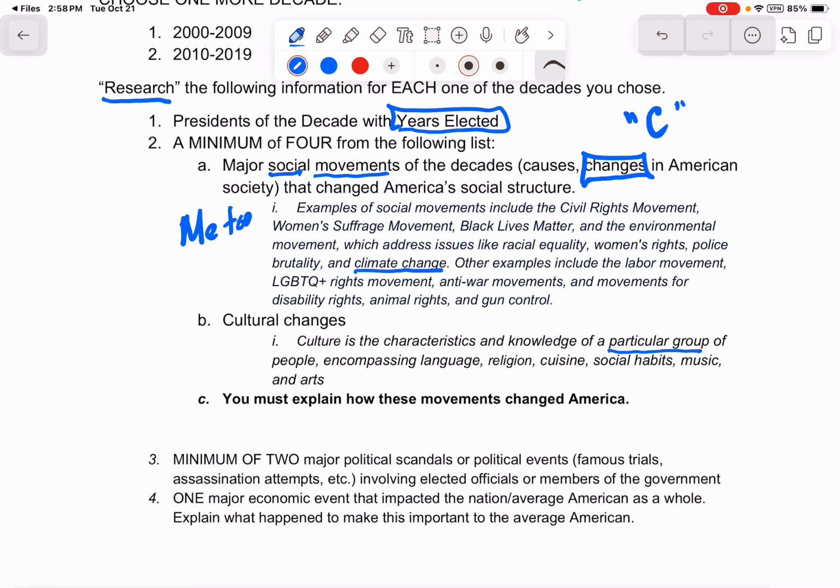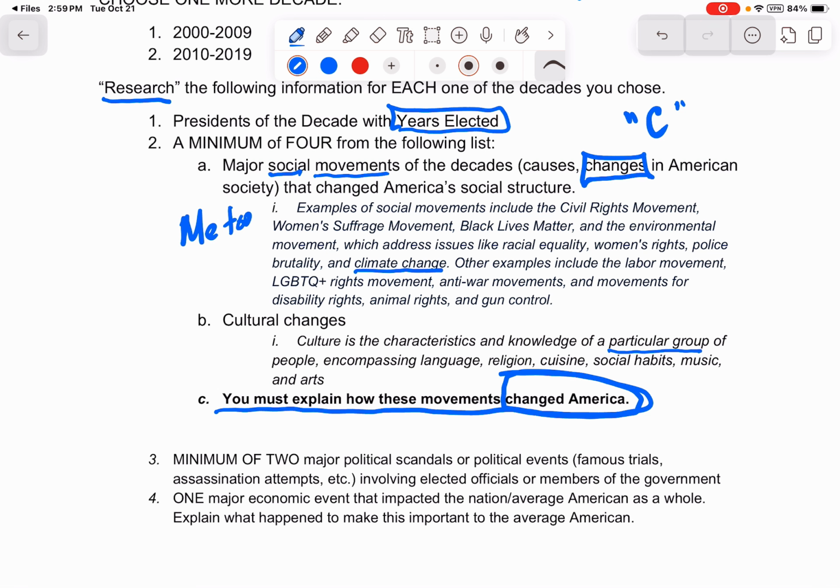And so, once again, go into Google and ask the question, what were the major religious changes from 1980 to 1989? What changes did we see in food? Ask a very specific question, and you're going to get lots and lots of answers. And what you have to do, both with the social movements and with the cultural changes, is you have to explain how these movements changed America.